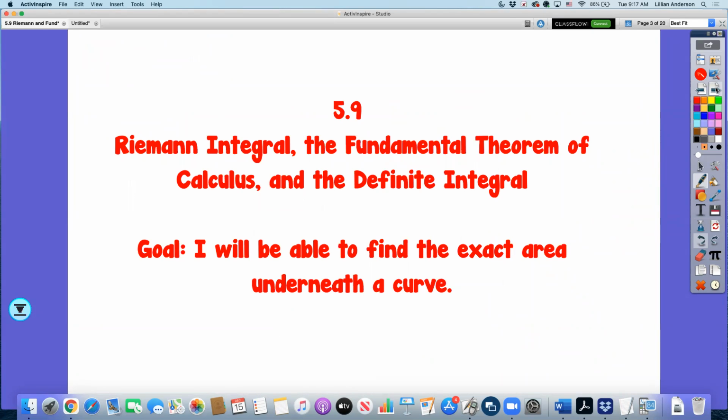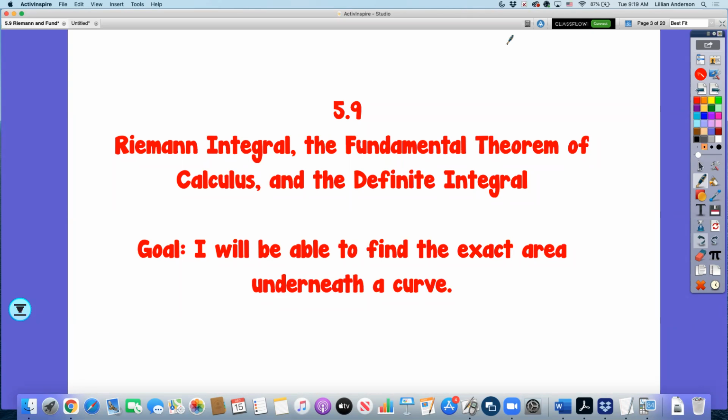This is our last section of calculus, the last section that we need to learn material for. And it is the Riemann integral, the fundamental theorem of calculus, and the definite integral. They all tie in together. So let's talk about each one of these individual pieces. Again, they all tie in together.